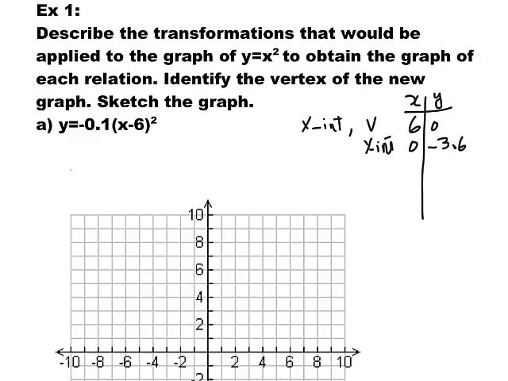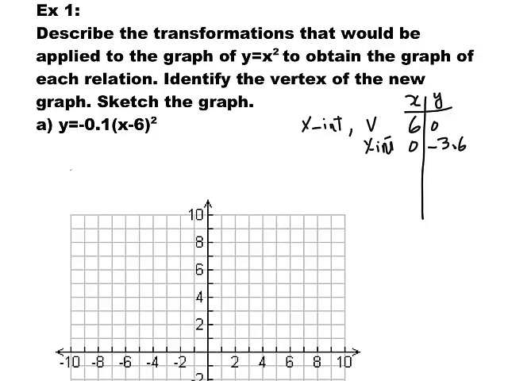As I said before in the previous videos, to plot a parabola, we need at least 3 points. Right now we have only 2 points. So what I'm going to do is pick a couple of points here, randomly.